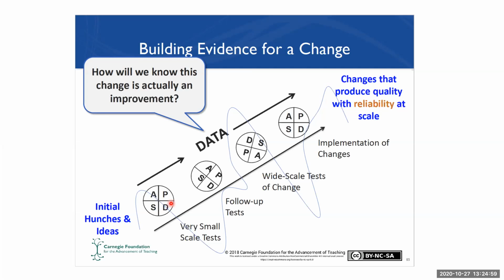It can, but it doesn't typically. Usually it starts with some kind of initial hunches and ideas about what you can do to make change. And those hunches or ideas might come from experience. They might come from a book you've read or other research you've engaged in. And then usually what happens is you start out with a small scale test.